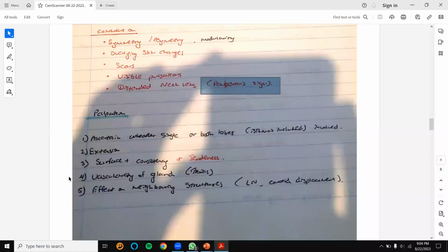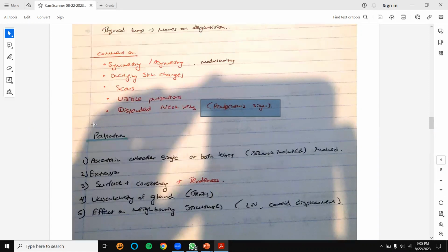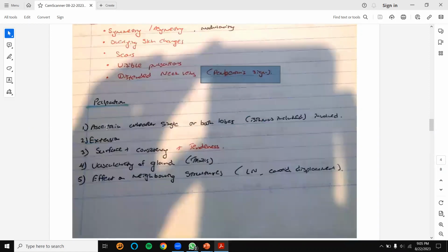Pemberton sinus, where you ask the patient to raise both arms and wait for a few seconds. There can be congestion of the face. That is inspection. Then palpation.